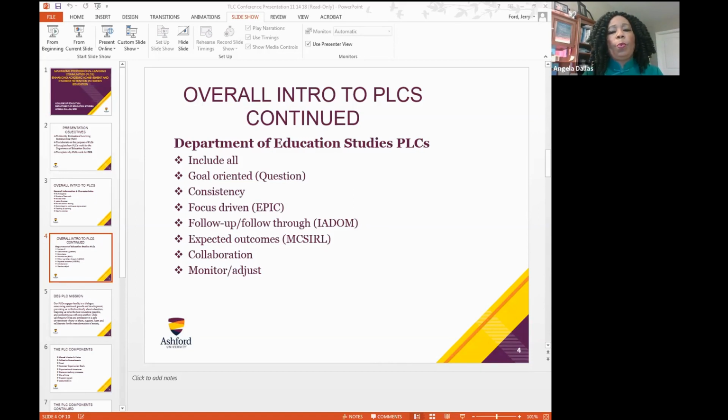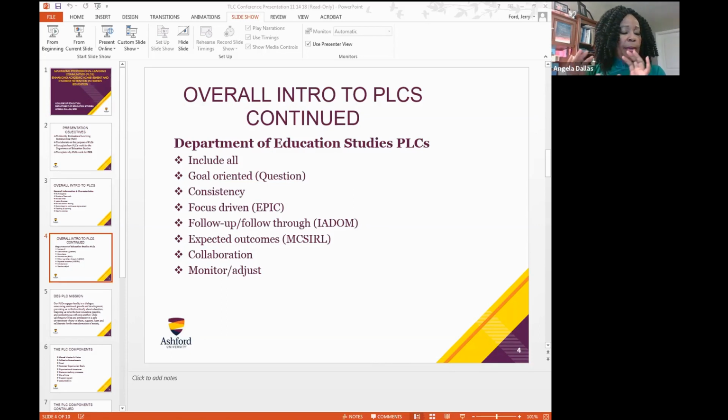We're consistent with our meetings, our collaboration efforts, and our focus. We have a driven focus for our PLCs. And beside that, it says EPIC. We want to make sure that our PLCs are engaging. They're practical, innovative, and consistent. And as you continue to conduct PLCs on a regular basis, they are empowering, pragmatic, impeccable, and candid, because you have to have those candid conversations about what's happening or not happening, or what's working or not working in order to move forward.